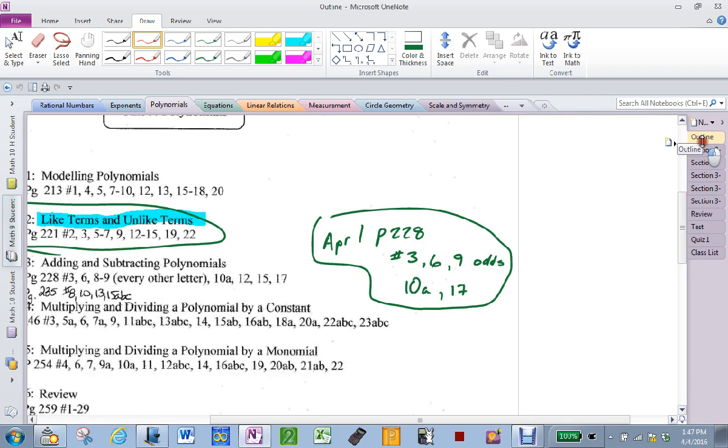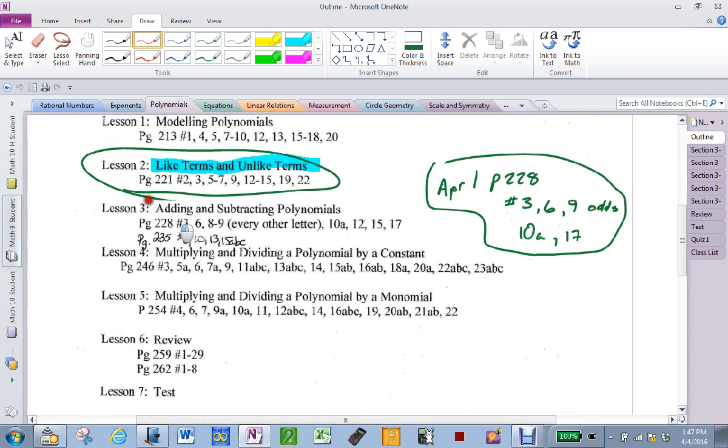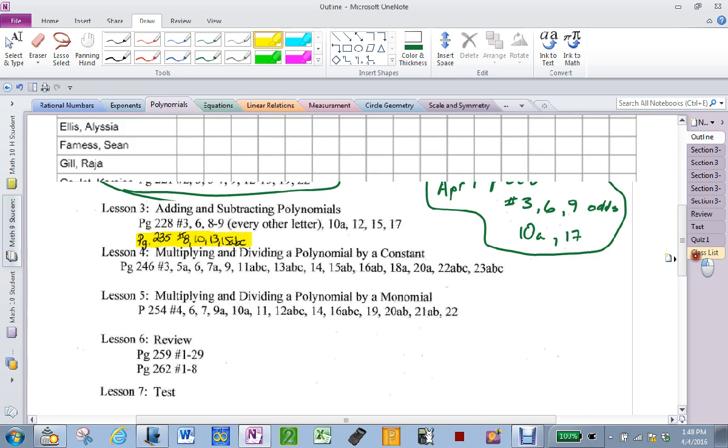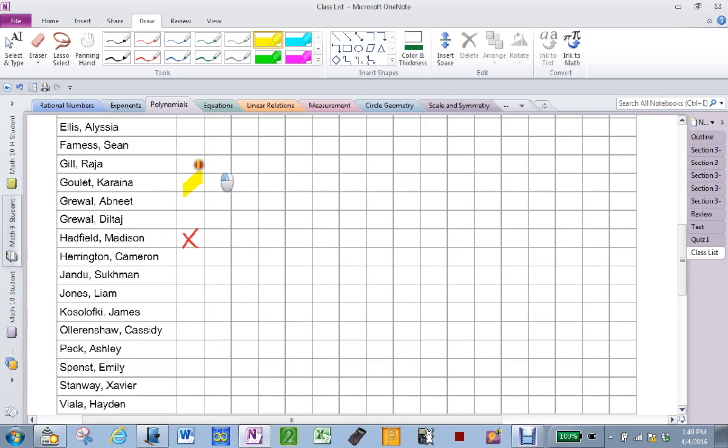Go back to your outline. Now, you need to do, remember how in adding and subtracting we didn't do any subtractings? There they are. Page 235. Eight, 10, 13, 15. The only one you're doing ABC on is 15. You're doing 8, 10, and 13, all of them. Karina, just ABC. 1, 2, 3.